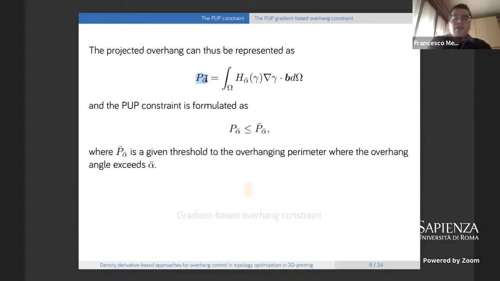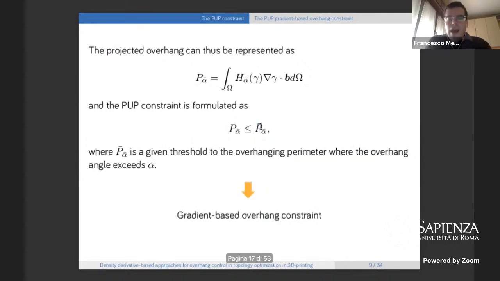At this point, if we require that this perimeter is smaller than a given threshold, this P bar here, then we are imposing a constraint which requires that non-self-supporting boundaries are sufficiently small, so to speak. And in this way, we have imposed a gradient-based overhang constraint.